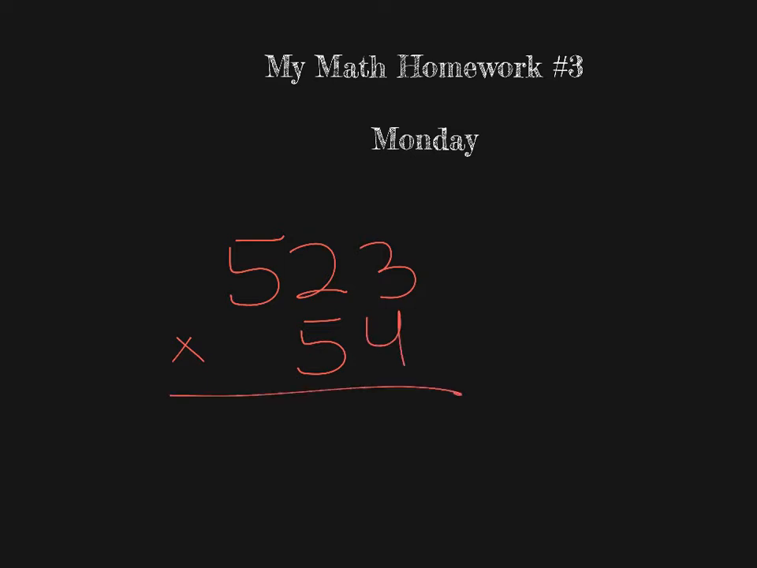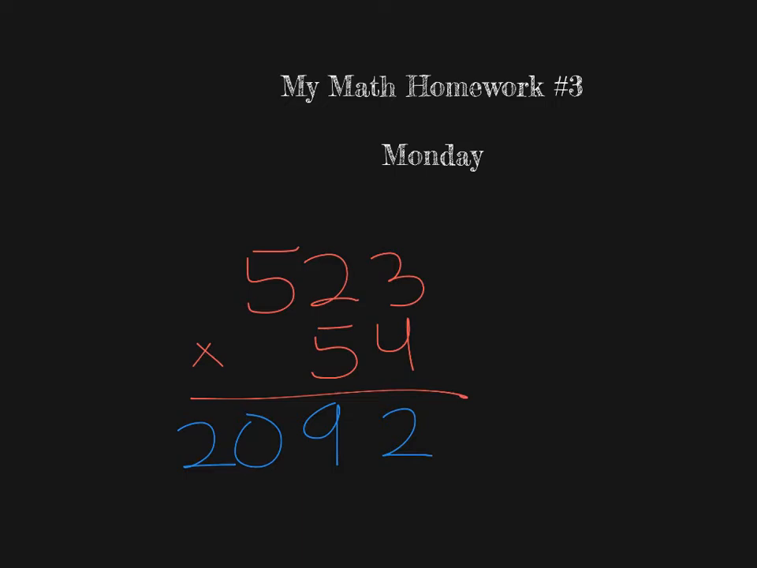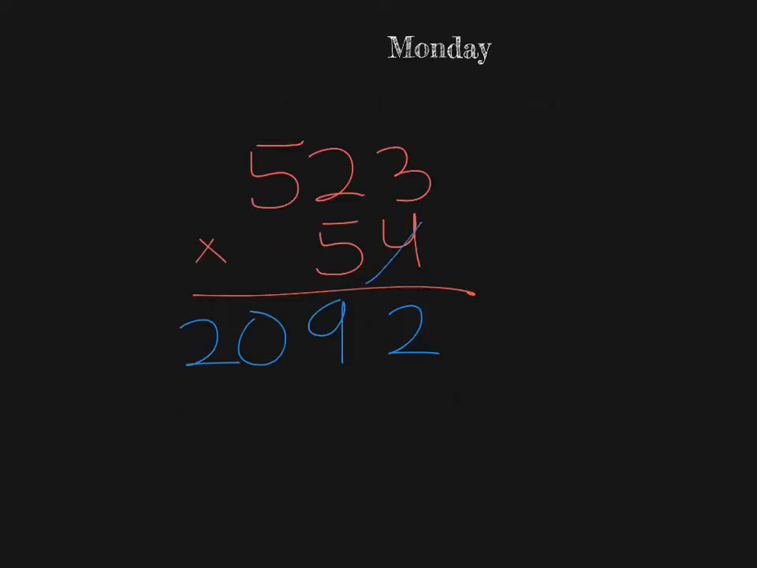4 times 3 is going to be 12. I carry the 1. 4 times 2 is 8. Add 1 is 9. 4 times 5 is 20. And here it is with 2, 0. I like to erase the numbers up top so it doesn't distract me. And let's go ahead and go down and cross out the 4.